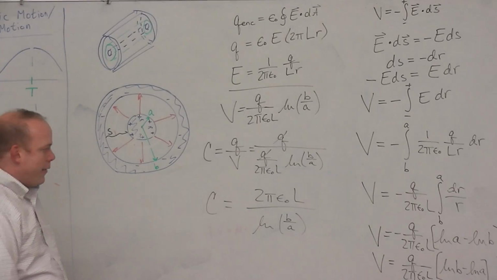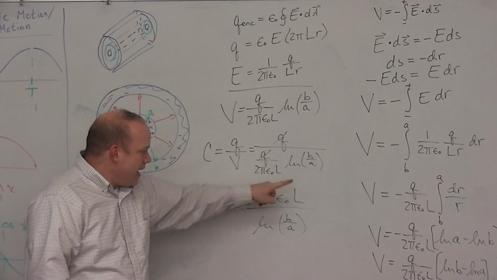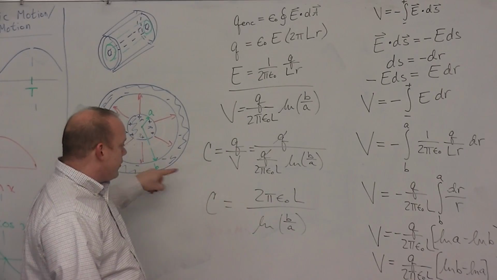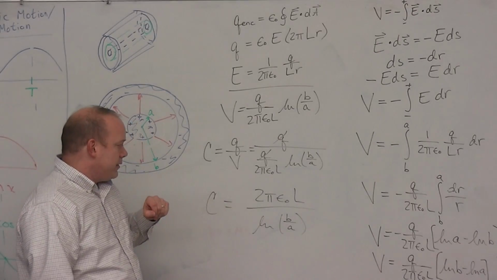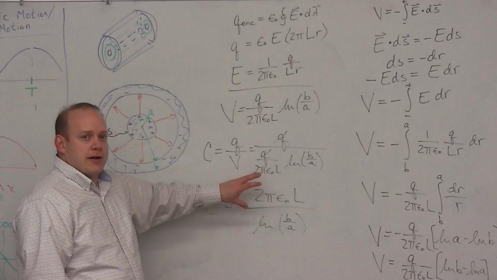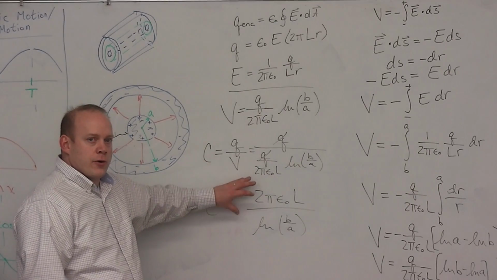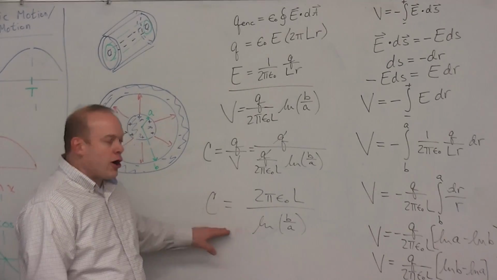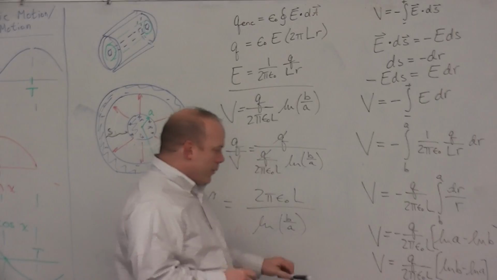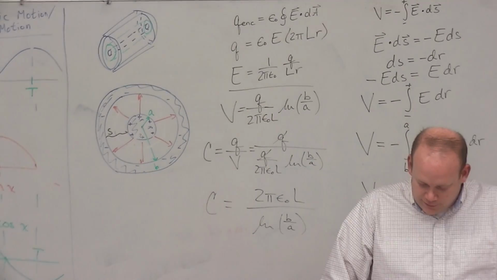Okay. So now, again, take a look. 2 pi epsilon naught, all constants. L is the length of it. B is the outer radius. A is the inner radius. Okay? Everything is just a property of the device. It's just the geometry. No charge, no voltage, no electric field. That determines what the capacitance of this cylindrical capacitor is. Okay. One final thing that we're going to do is spherical, and I will try to run through this relatively quickly.